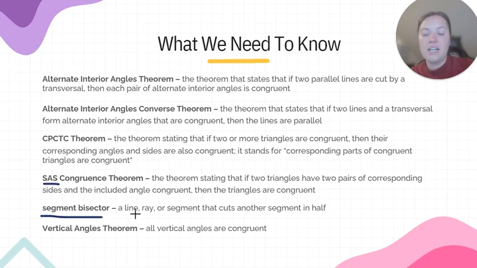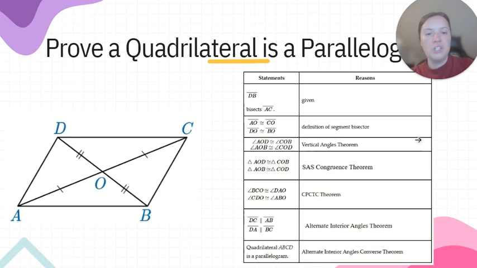Remember that a segment bisector is a line, ray, or segment that cuts another segment in half. So something that cuts a segment in half is a segment bisector. And the vertical angle theorem allows us to state that vertical angles are in fact congruent. So let's look at this proof. We are given a quadrilateral with diagonals that are congruent to each other.